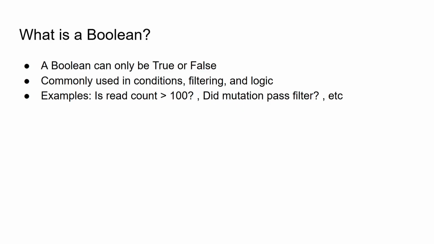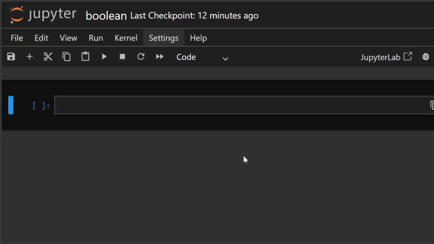What is a Boolean? Booleans, or bool in Python, can only be one of two values, true or false. You will use them all the time to write logic like checking if a mutation passed a quality filter or if a read depth is high enough. Now let's switch to Jupyter Notebook and see how to use booleans with simple bioinformatics examples.